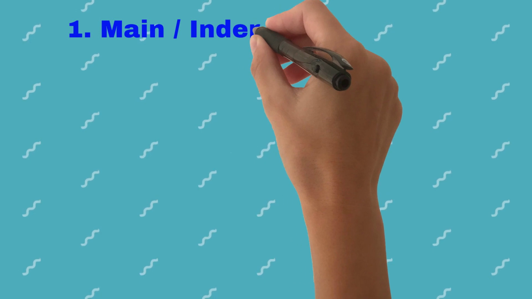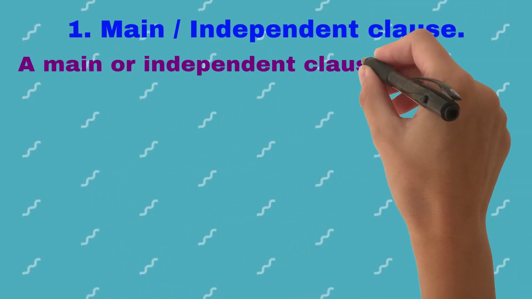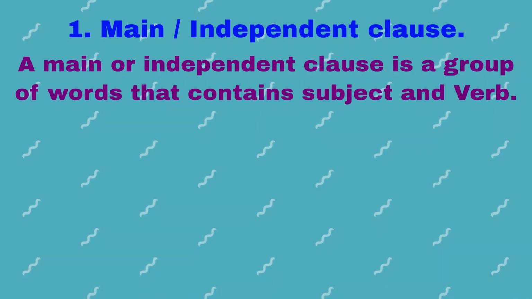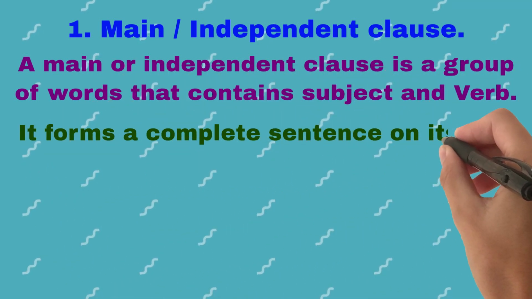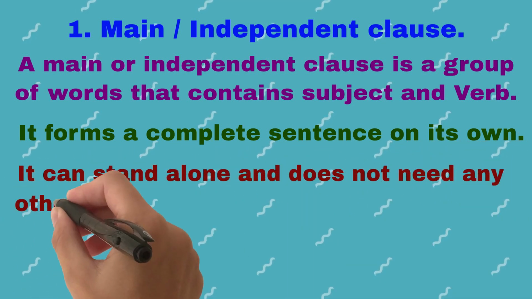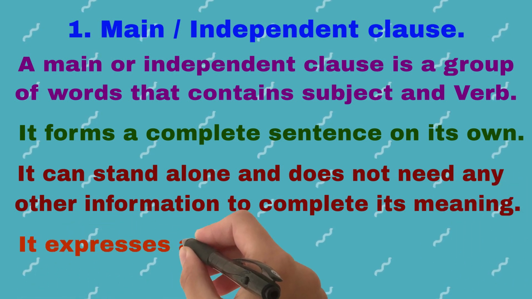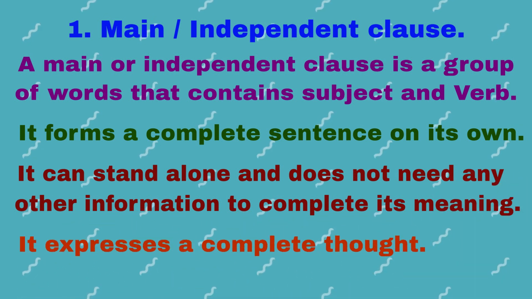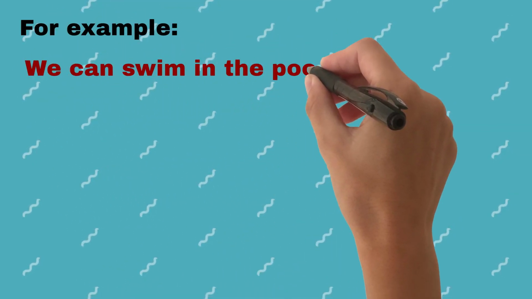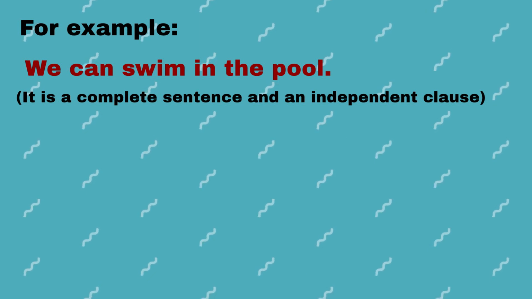First one is main or independent clause. A main or independent clause is a group of words that contains subject and verb. It forms a complete sentence on its own. It can stand alone and does not need any other information to complete its meaning. It expresses a complete thought. For example, we can swim in the pool. It is a complete sentence and an independent clause.